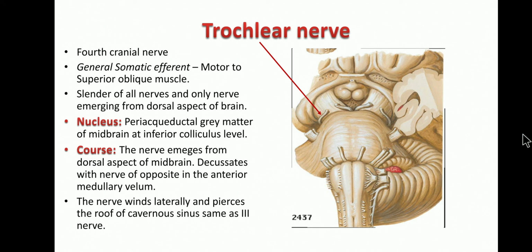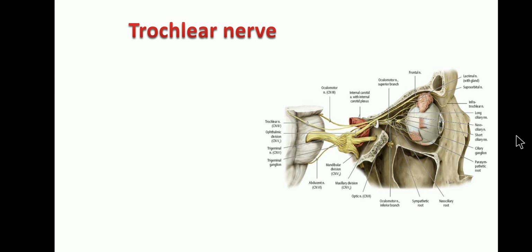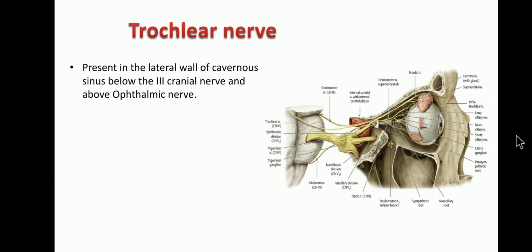It pierces the roof of the cavernous sinus exactly at the same place where the oculomotor nerve pierces it, at the meeting of the attached and free margin of the tentorium cerebelli. Then it travels along the lateral wall of the cavernous sinus. So above it is related to the oculomotor nerve. This is the trochlear nerve you are seeing. Below it is related to the ophthalmic division.